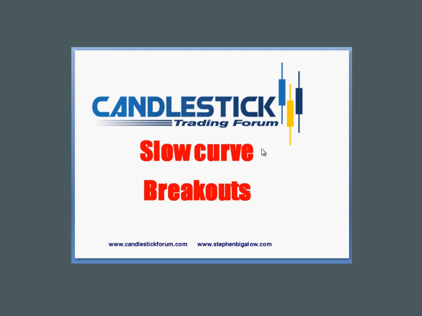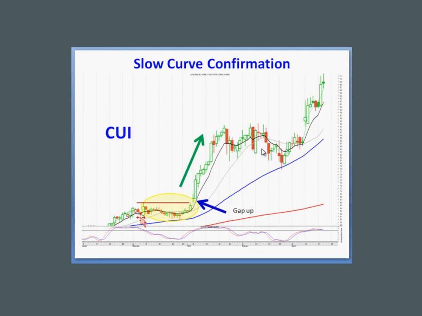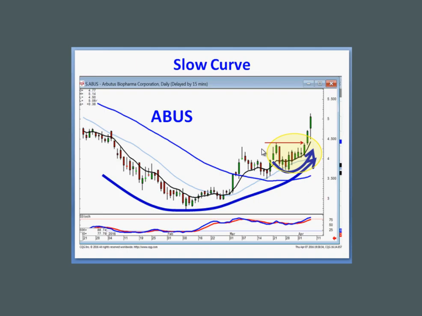So if we can identify patterns, we can use the T-line. Notice what happened here on this one. They couldn't really move away from the T-line, and notice how indecisive it was. And the slow curve took us up until when? Until it was time to close out the position. Today, notice ABUS just came out of this slow curve and came out of this big fry pan bottom, and look what's happening. It's breaking out to the upside.